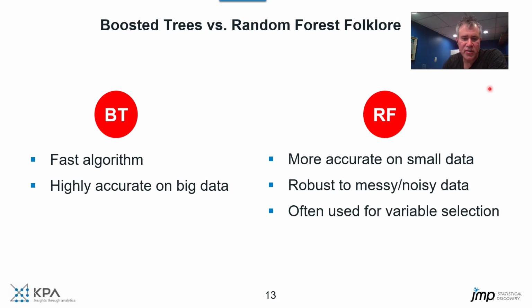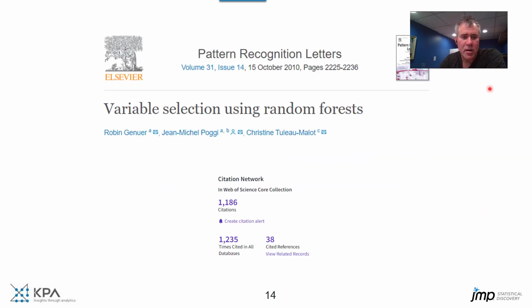And there's a long history of using these kinds of models for variable selection that goes back to a paper in 2010 that has been cited almost 1,200 times. So this is a popular approach for variable selection. I did a similar search for boosting, and I didn't quite see as much history around variable selection for boosted trees as I did for random forests.